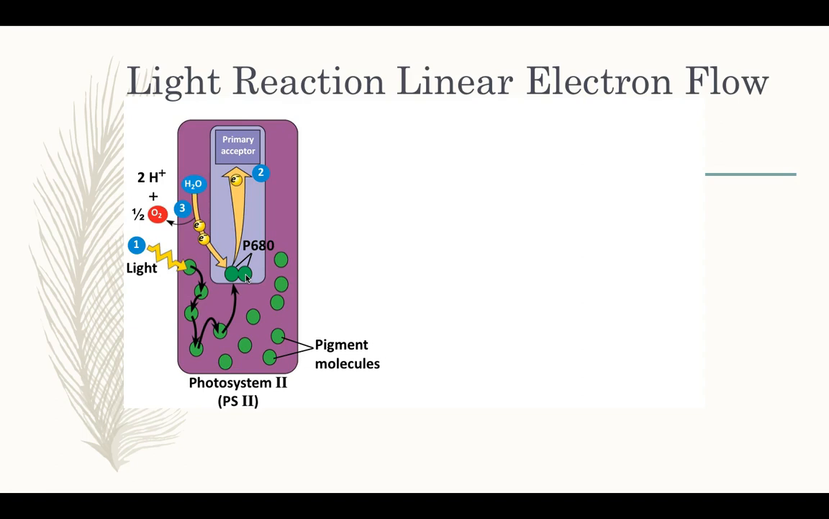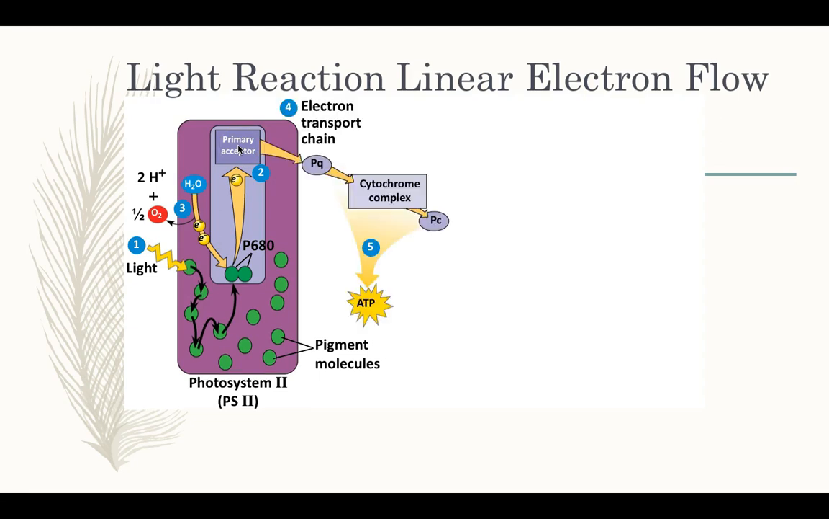Now, this electron is excited. The electron that was once with P680 is excited, and it has been jumped up to a primary electron acceptor, but when something comes up, it must come down. This electron is going to essentially fall down an electron transport chain. It's going to be passed through a cytochrome complex.